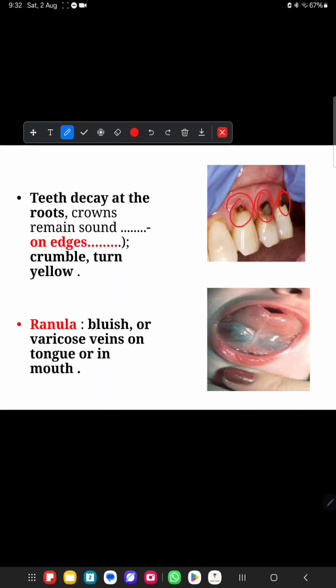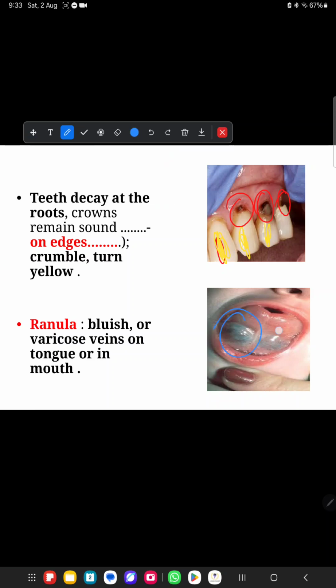But at the edge, if there is caries or decay, then we can think about Staphysagria. There will be crumbling and yellow color over the teeth. But if there is a brownish black color, then we can think about Staphysagria. Okay, another symptom is there.